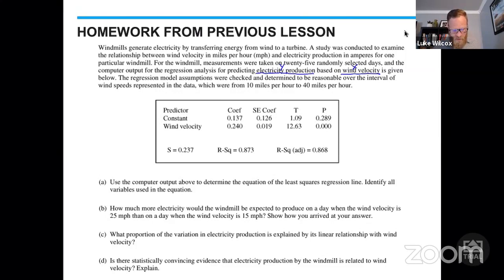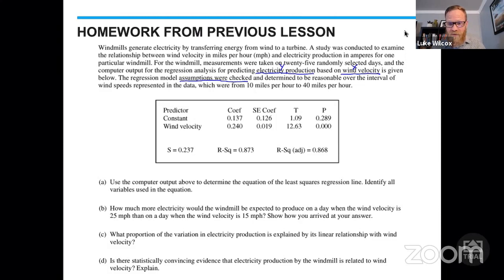The regression model assumptions were checked and determined to be reasonable over the interval of wind speeds represented in the data, which were from 10 miles per hour to 40 miles per hour. So I think what they're saying here when they say assumptions were checked is that what we've been calling the conditions, and remember there are 5 of them, those have been met.